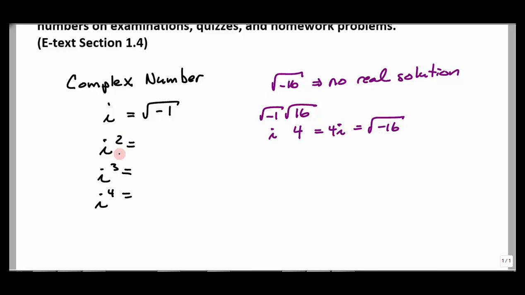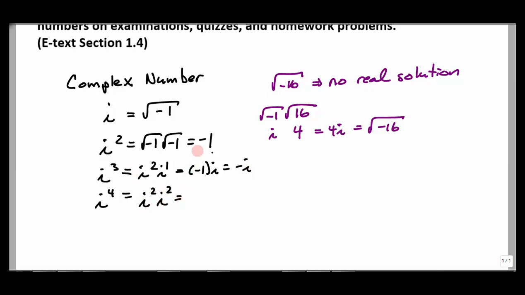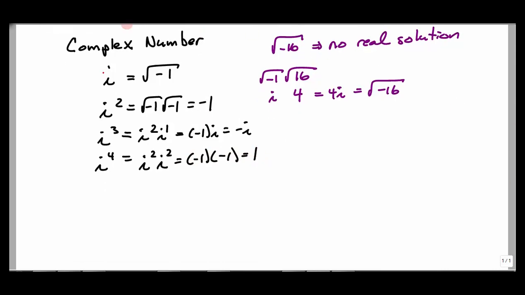Now i squared is basically the square root of a -1 times the square root of -1, which is going to be just the radicand back, -1. i cubed would be something like i squared times i, because remember when you multiply like bases you add the exponents. 2 plus 1 is 3. Well, i squared is a -1. i to the first is just i, so here I'd get -i. So i is just i, i squared is -1, i cubed is -i. Now i to the 4th, we could look at this as i squared times i squared, which is -1 times -1, which is 1.